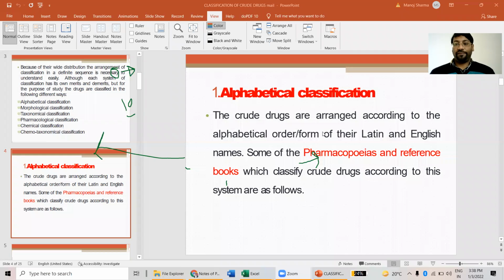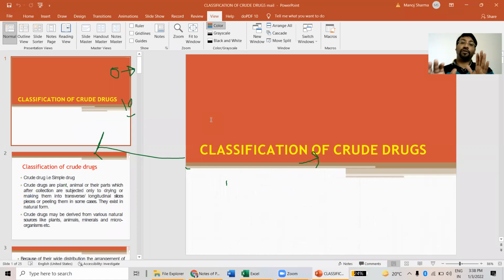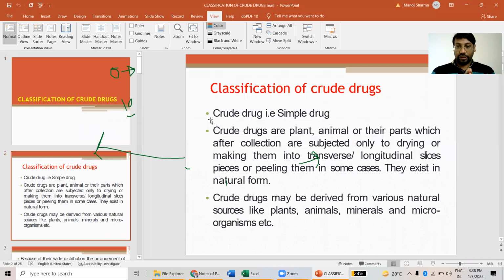So in this method of classification, or the various attempts to categorize crude drugs, that is, classification of crude drugs, we first understand what the meaning of classification is. Classification basically means how we can keep all the things together that are similar or the same on any aspect.